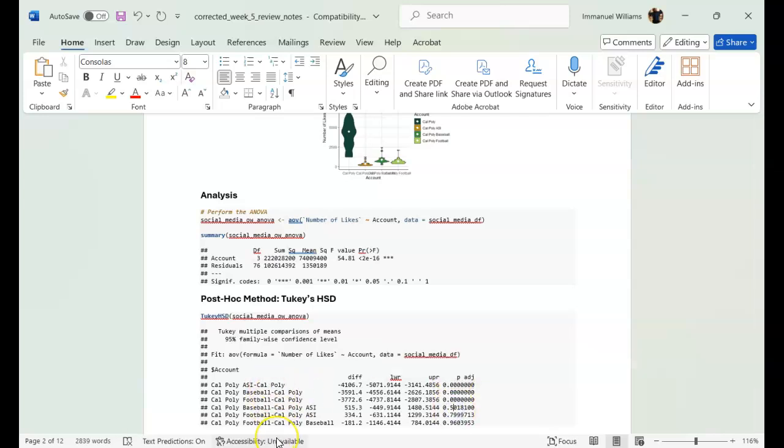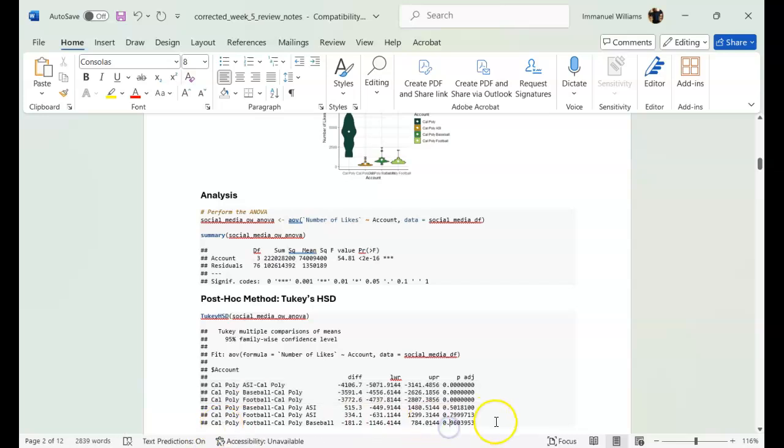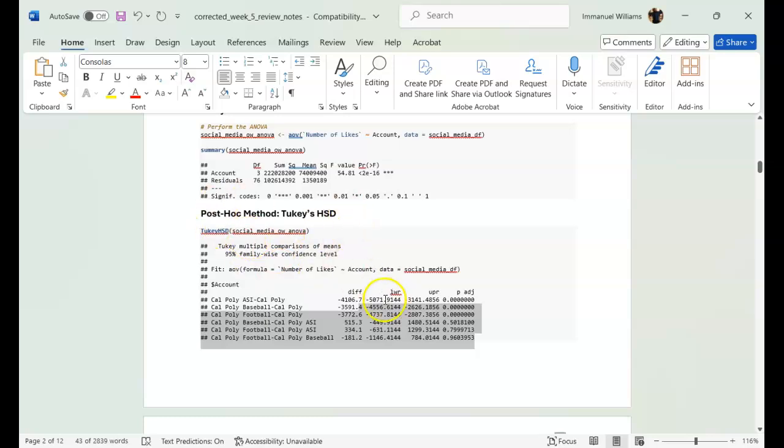So that's done 6 times. That's 4 times 3, 12, divided by 2, 6. It's done 6 times for all the different groups. Okay? And so here, there is a difference between ASI and baseball. There is a difference between baseball and Cal Poly. Sorry, Cal Poly and ASI, Cal Poly and baseball, Cal Poly and football. And that's it. So these are the only ones that are different, these 3. Whereas ASI and baseball, ASI and football, and baseball and football, they're the same based on the data. Okay? So that's how you would interpret this post hoc method.